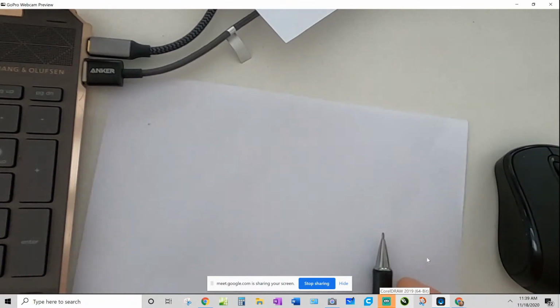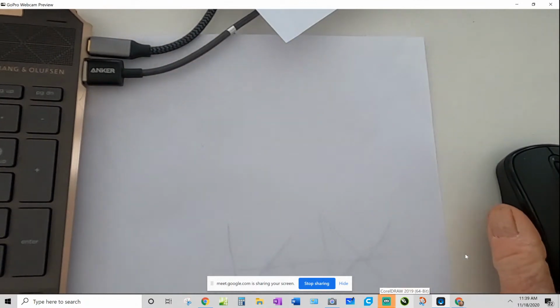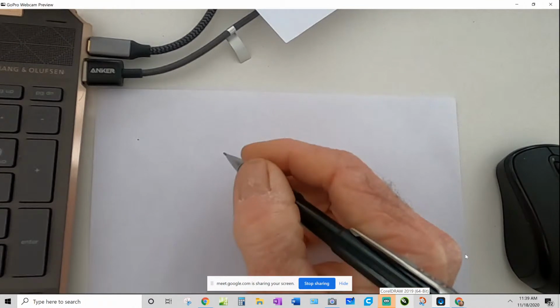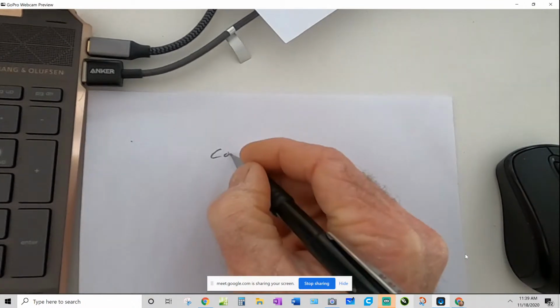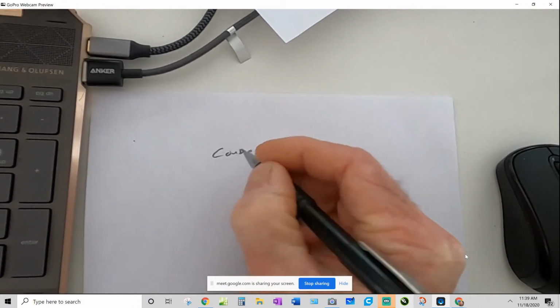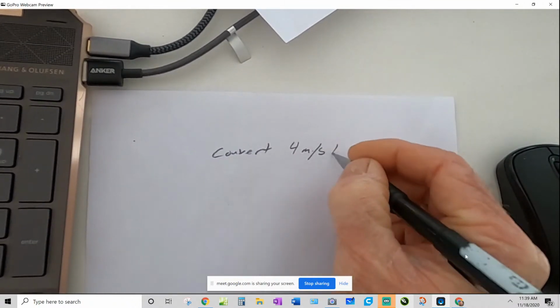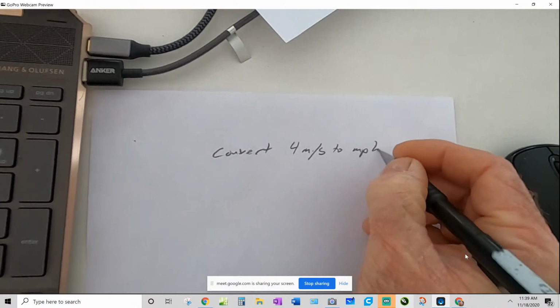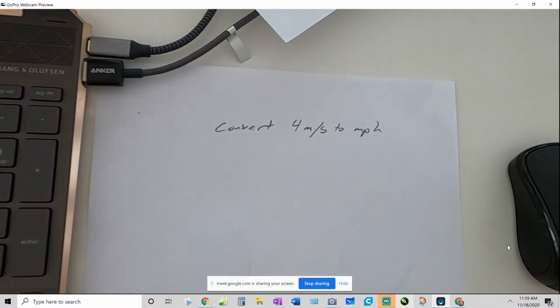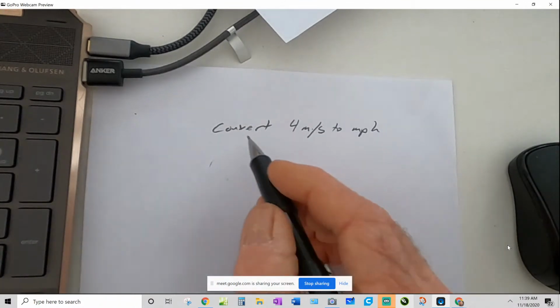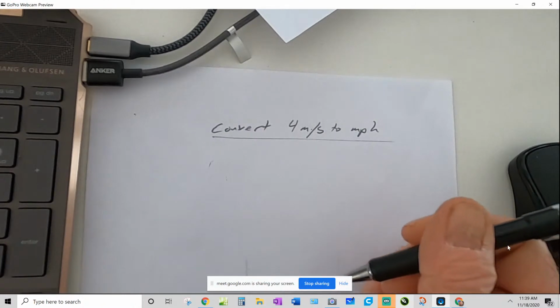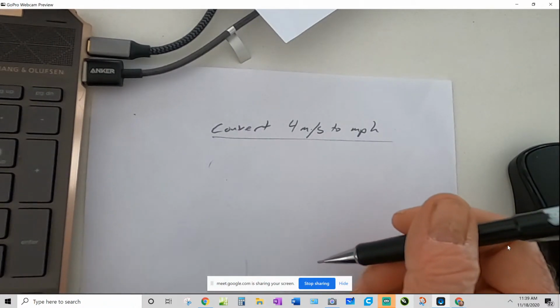So I can't remember what exactly I wanted to do as an example, but I think it was something like convert 4 meters per second to miles per hour. And I'm not sure if your teachers have ever explained why this dimensional analysis technique works, but what you're basically doing is multiplying by 1 over and over again.